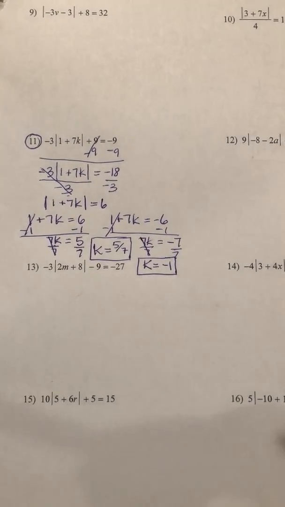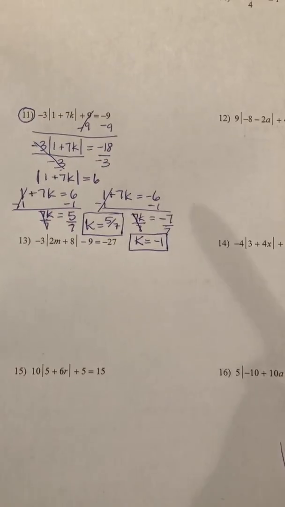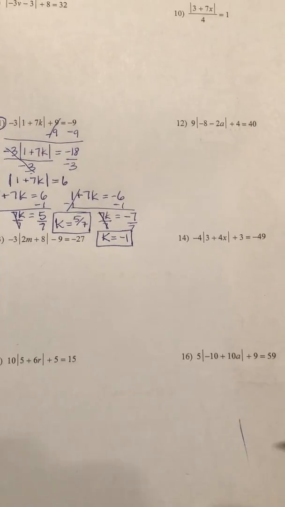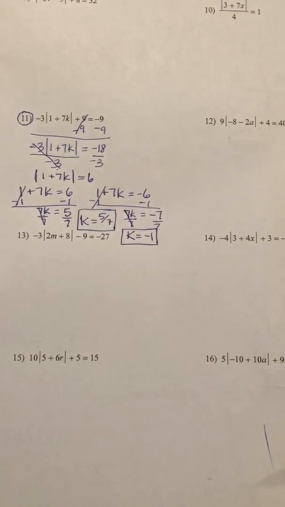Again, make sure for every problem starting with 11 on that you get rid of everything that's outside of the absolute value before you set up the two equations.